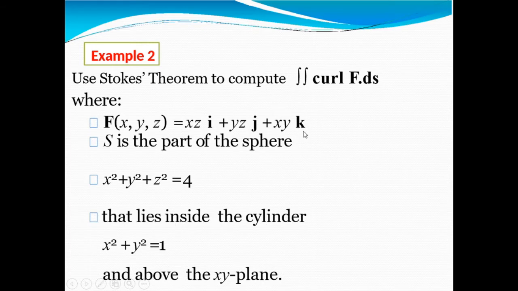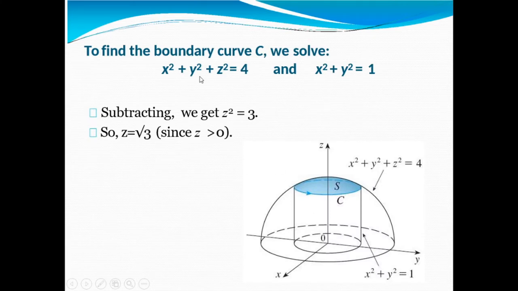plus xy k. Let us say S is the part of the sphere x square plus y square plus z square is equal to 4 that lies inside the cylinder x square plus y square is equal to 1 and above the xy plane. So taking all these parameters into consideration, when we draw a figure, the figure will be like this.